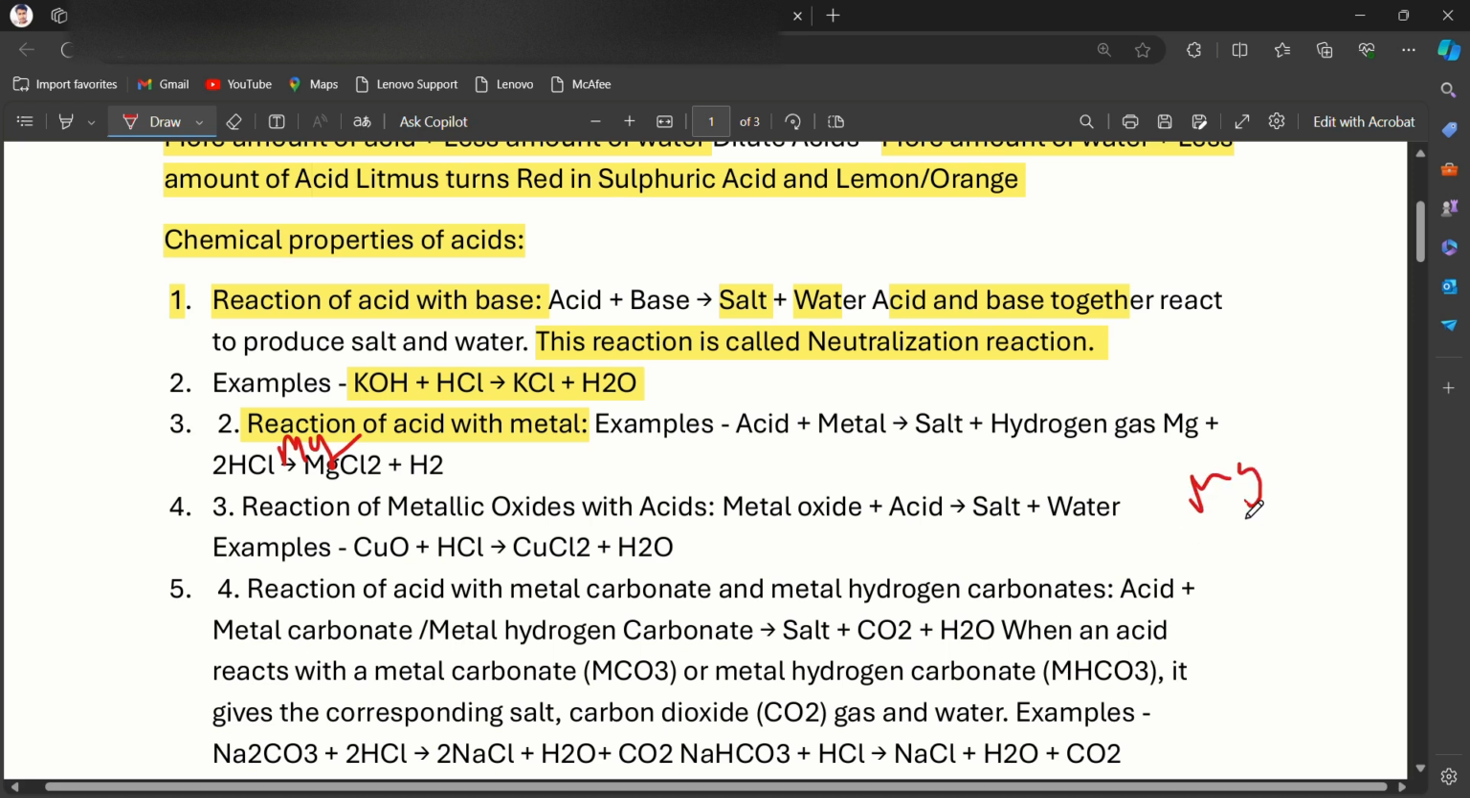तो जो मैग्नीशियम क्लोराइड है MgCl2, ये क्या है? ये सॉल्ट है. And the hydrogen gas which is mentioned here. Again, sorry guys, I'm not so habitual with writing on the laptop here.